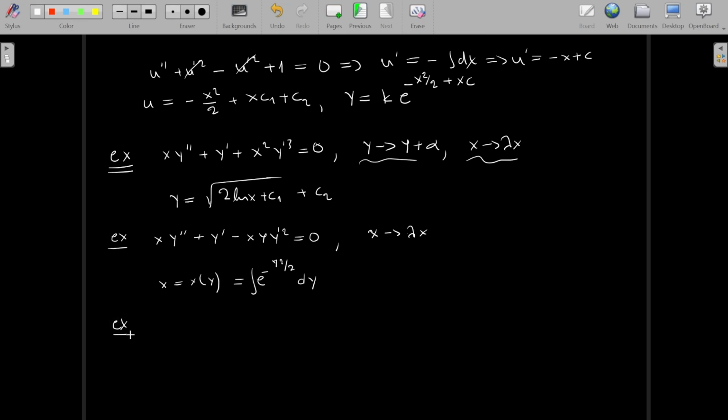Another example is y prime prime is equal to y prime squared. This has a lot of symmetries, doesn't matter which you choose. The solution is going to be e to the k e to the x.